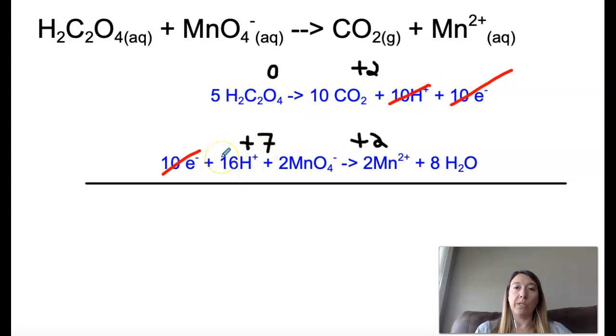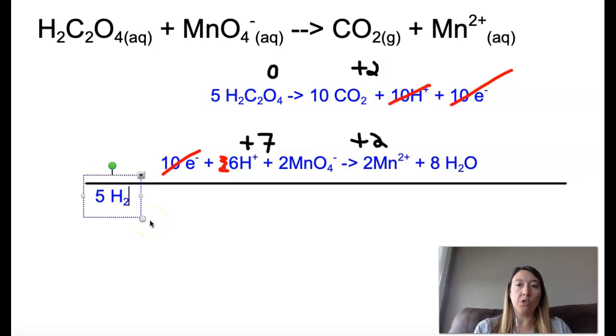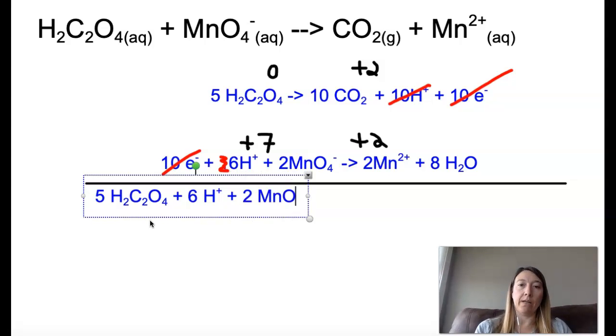And this, if I do 16 minus 10, is going to just turn into 6. So what we're left with is going to be our equation. Everything that was on the reactant side, we're going to join together on the reactant side, and everything on the product side is going to join together on the product side. So we are going to have 5 H2C2O4 plus 6 hydrogen ions plus 2 MnO4 minus. Okay, that was all we had on the reactant side.